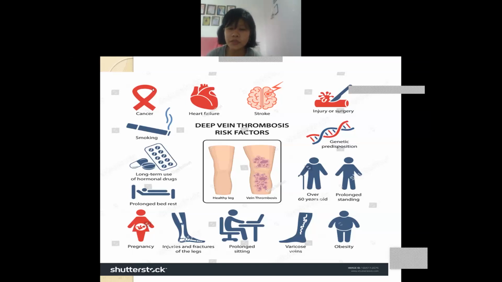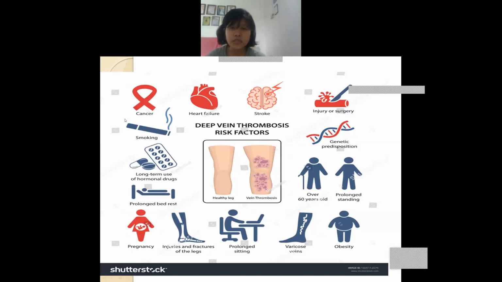Understand? Abnormal means what? More than the requirement. You can say more than the person's requirement. Cell. Okay, this is how cancer occurs. So because of cancer also the person can have this deep vein thrombosis.